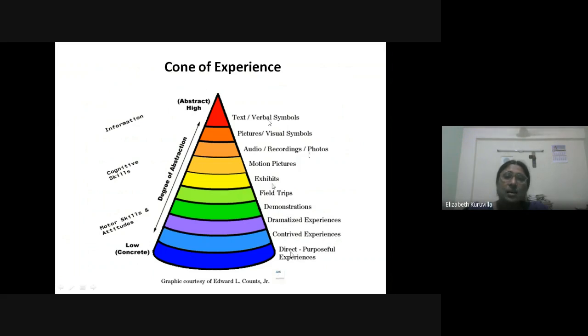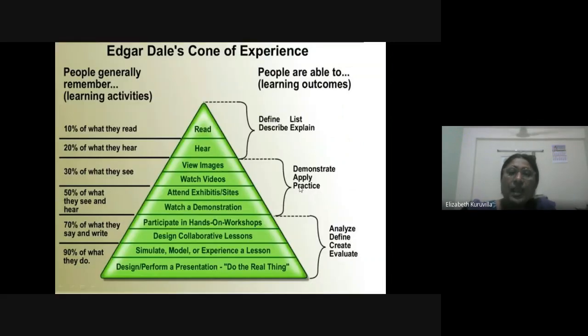Here, at the higher secondary level we are teaching information. At the secondary level, cognitive skills. At the primary level, we give importance to motor skills and attitudes. This is the cone of experience, Edgar Dale's cone of experience. Here I request Suleiman to read this part.